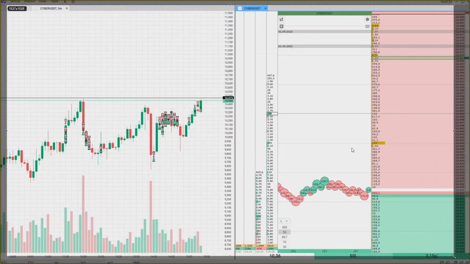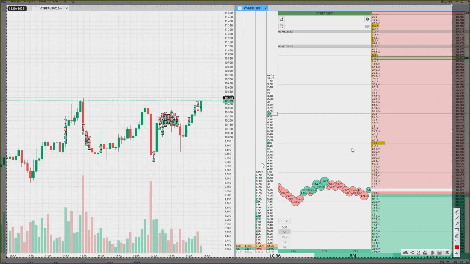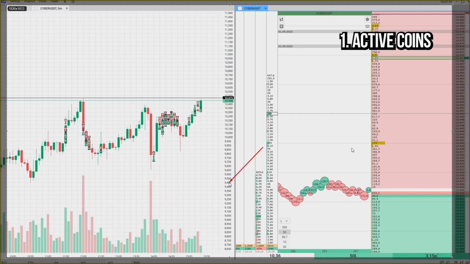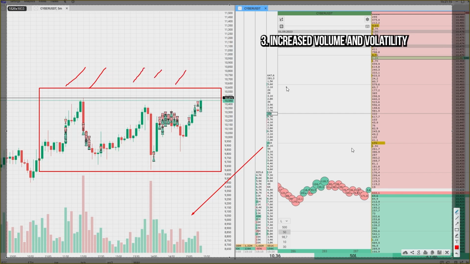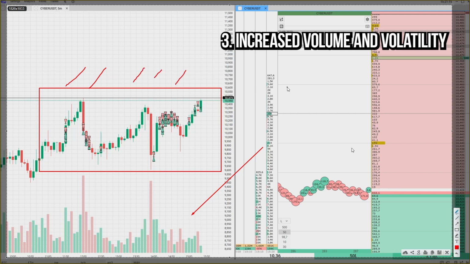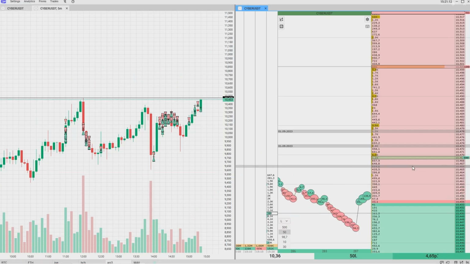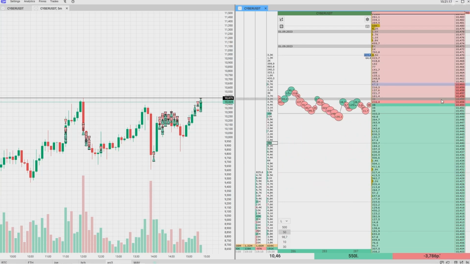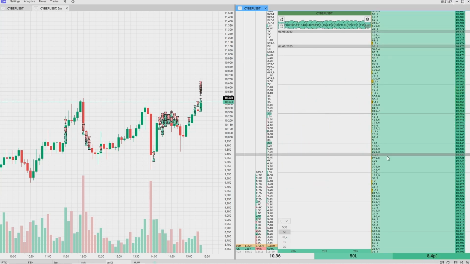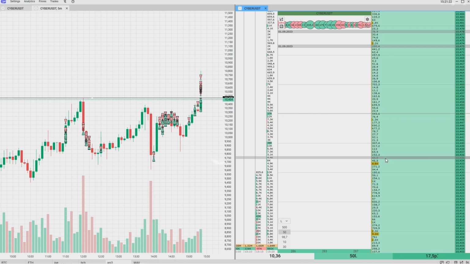To find these zones, focus on three things. First, active coins. Look for assets with high trading volume and volatility. Second, accumulation zones, areas where the price has been consolidating, creating a build-up of orders above or below the level. Third, increased volume and volatility. These are signs that the market is preparing for a big move. For example, if you see a coin trading in a tight range with increasing volume, chances are there is liquidity building up. When the price breaks out, it's game time.